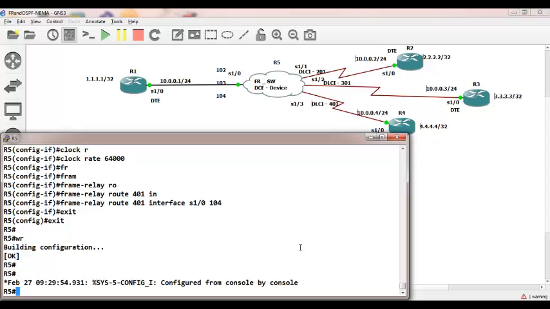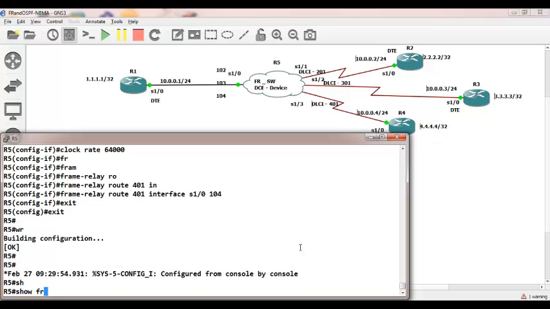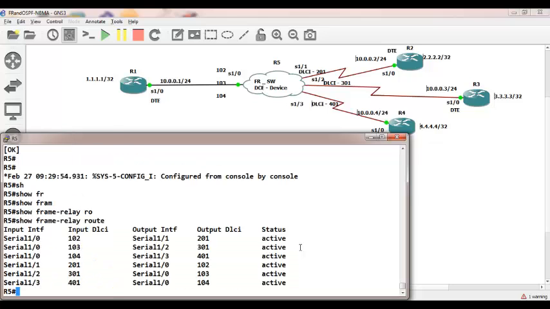It means the PVCs are built, the tunnels are ready to carry the traffic. Show frame relay route. All are active. Both directions: 1 to 2, 2 to 1, 1 to 3, 3 to 1, 1 to 4, 4 to 1. Totally 6, bidirectional. For each direction 1. Alright, what is next? See, we have no IP address, nothing here. It's a frame relay switch.